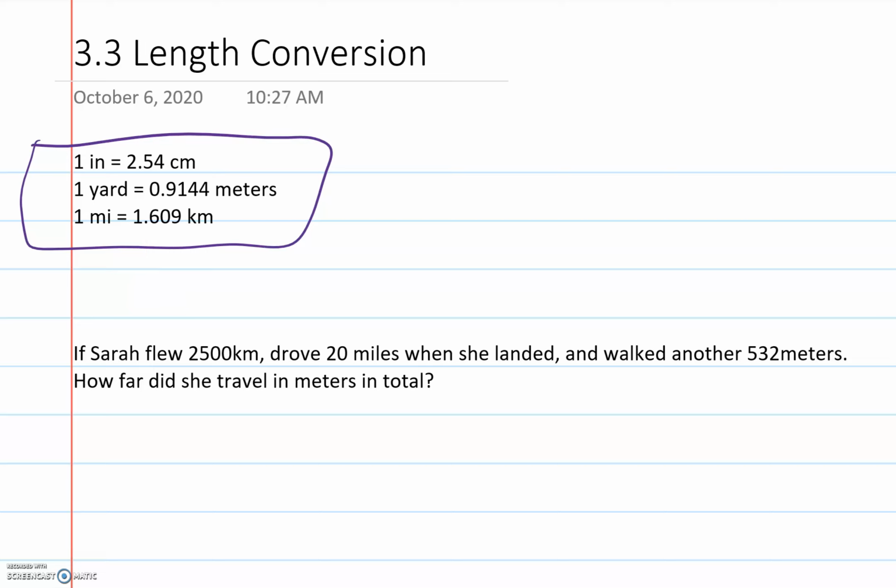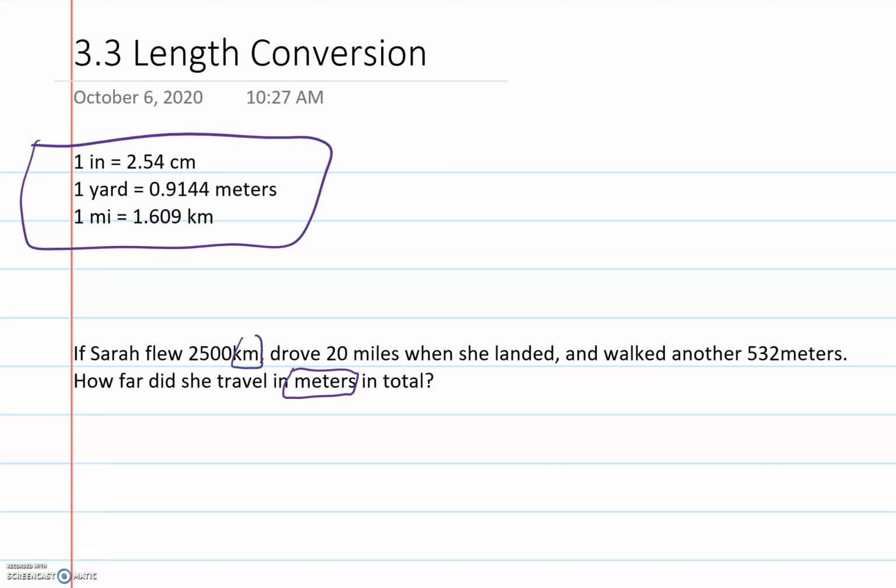So let's move on. What if Sarah, my made-up person, flew 2,500 kilometers, drove 20 miles when she landed, and walked another 532 meters to her hotel? How far did she travel in meters in total? What we need to know is in meters how far Sarah traveled. So first of all, we want to get it all into metric.